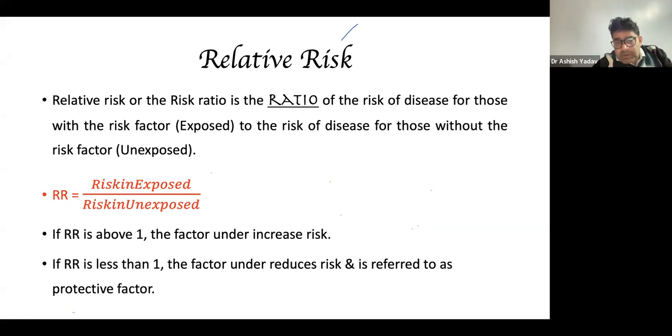If we get an RR value of more than 1, it doesn't mean that it would be significant. You will be saying that this much percentage higher risk we have in the exposed group compared to the non-exposed group. Whether it is statistically significant or not, we need to test using testing of hypothesis.